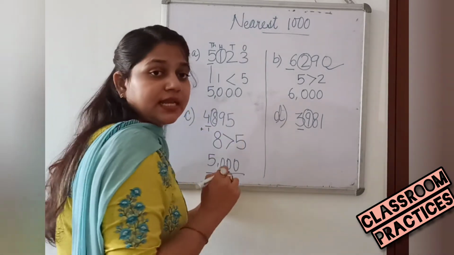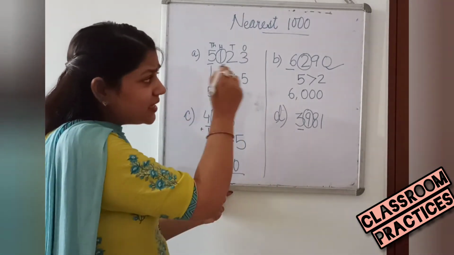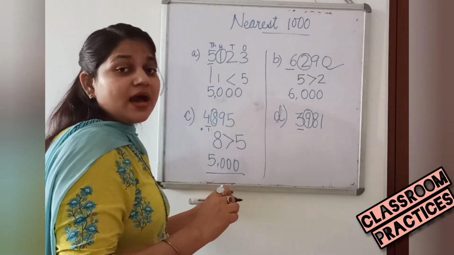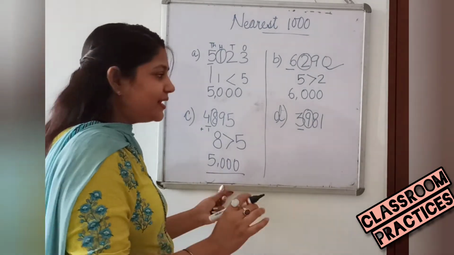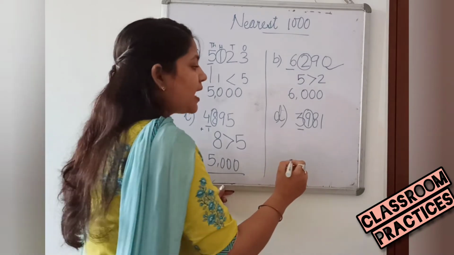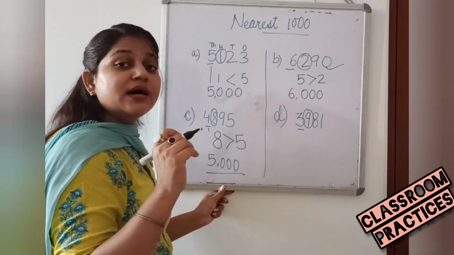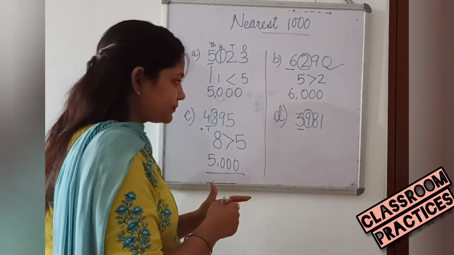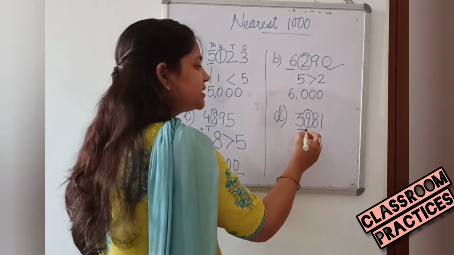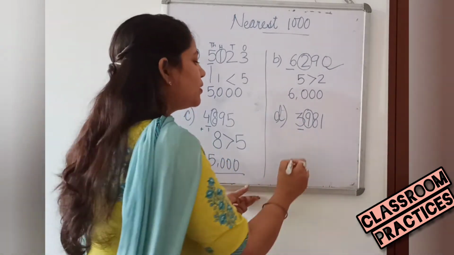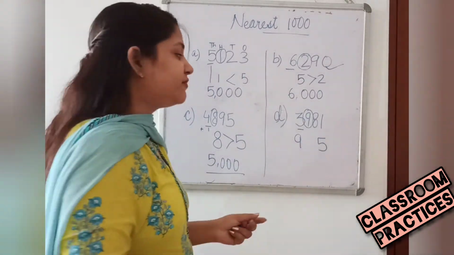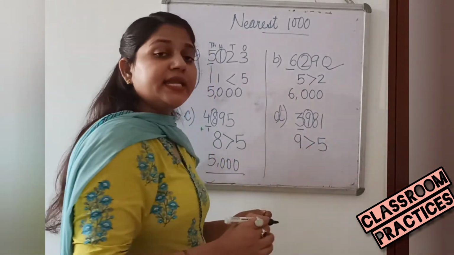Okay, now this is the last question. I hope after doing these three questions you are able to do question number D. Let's see how much you have done correctly. Okay, let's see. The number is 3981. Now what was our first step? Underline the thousands place. We underlined the thousands place. Now go to next door. What is next door? 9. Now with what will we compare 9? With 5. So 9 will be compared with 5. So 9 is greater than 5.